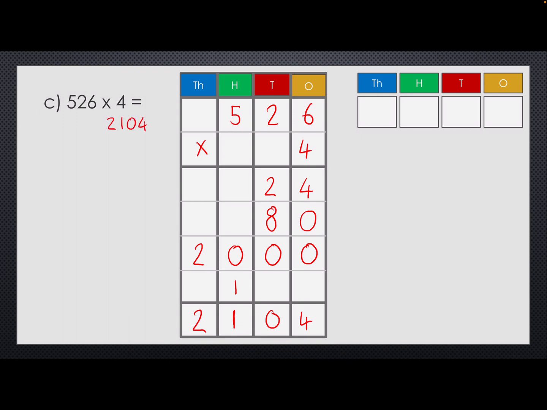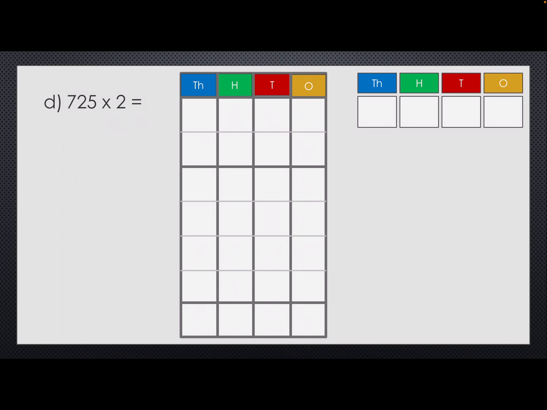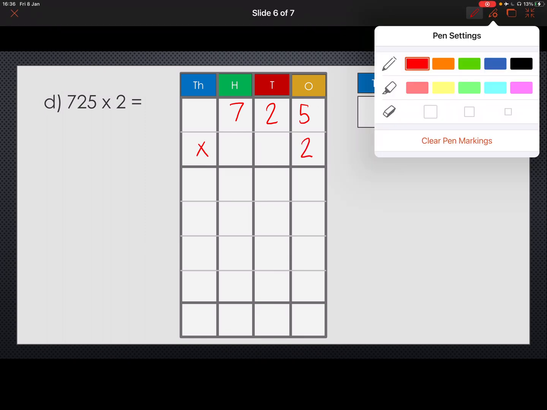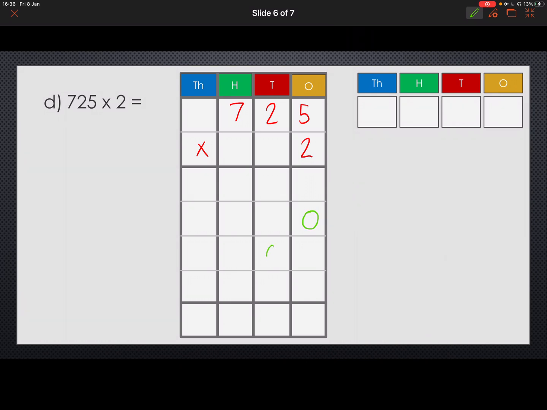2104. Right, one last example. 725 times 2. I'm going to go back to my green pen because I think it made it clearer. Put in my placeholders because they are definitely going to be there. Right, 2 times 5 is 10. 2 times 2 is 4. 2 times 7 is 14. 0 add 0 add 0 is 0. 1 add 4 is 5. 4 is 4. 1 is 1. 1,450. And there we go. That's all there is to it.